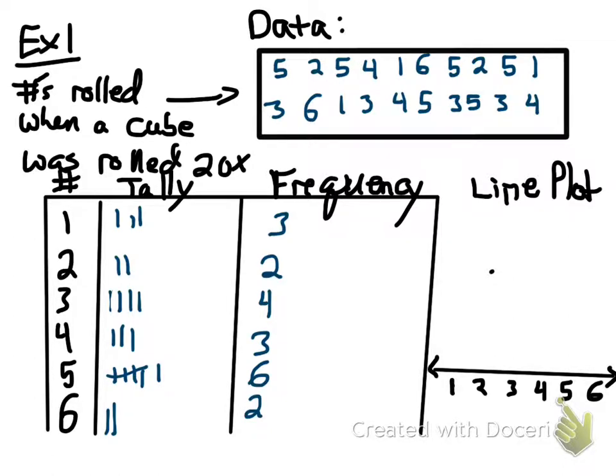So 1 appears 3 different times according to my frequency chart. So I'm going to mark 3 X's above the number 1. 2 occurs 2 times, so I'm going to mark 2 X's for 2. 3 is 4 times, so it gets 4 X's. 4 is 3 times, so it gets 3 X's. 5 occurs 6 times.